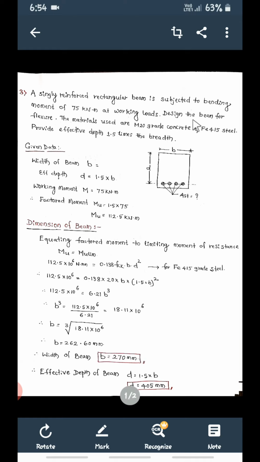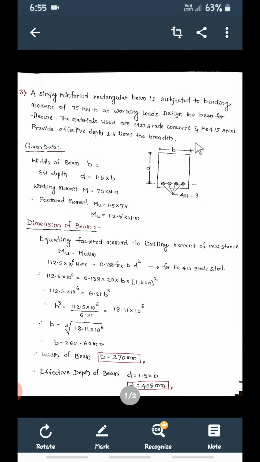So now we're going to design the beam for flexure. Flexure means bending. When the load comes, the beam is going to bend, so that is called flexure. Here they have mentioned design the beam. Try to understand this term design. Here b, the width of the beam, is not given, effective depth is also not given, and area of steel is also not given. So it is somewhat the design you are going to make.